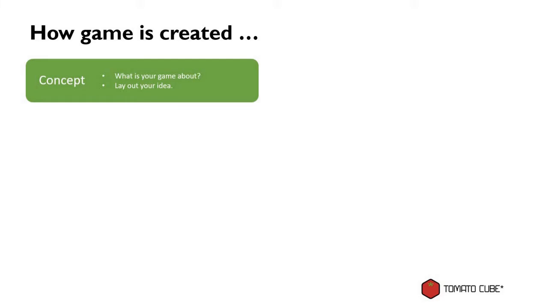So for example, before we start coding, we need to know who is the player. You need to lay it out. Who is the player? What are the sprites? What can your sprites do? What is the goal of your game, and how do you want to score points, and so on.